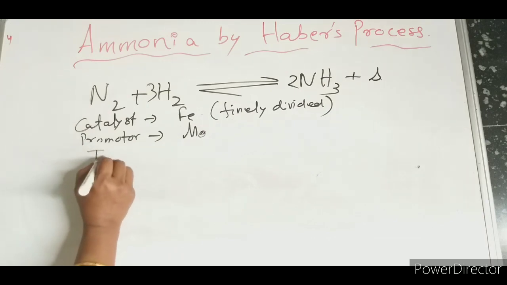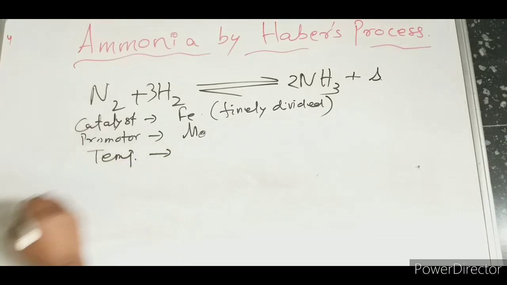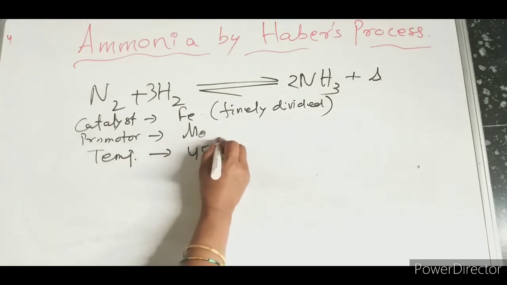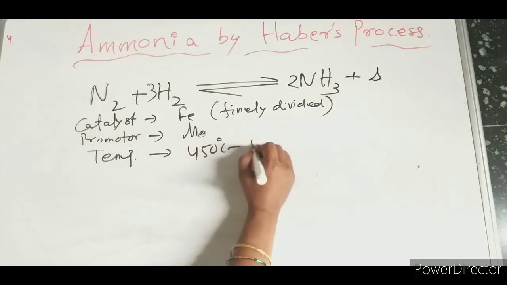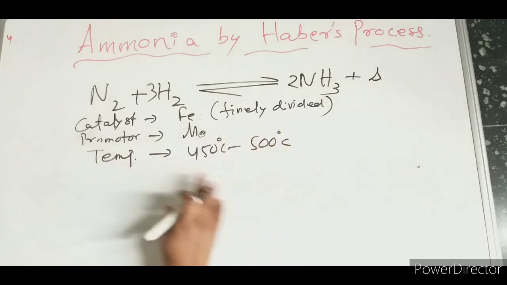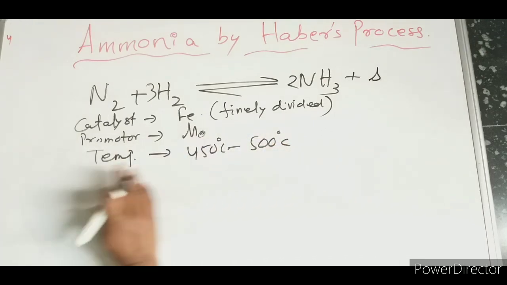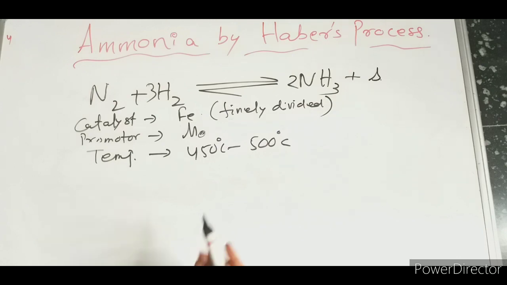Then what is the temperature here? The temperature is 450 degrees Celsius to 500 degrees Celsius. What happens if we go above 500 degrees? Decomposition takes place. That is why we have to maintain this temperature.